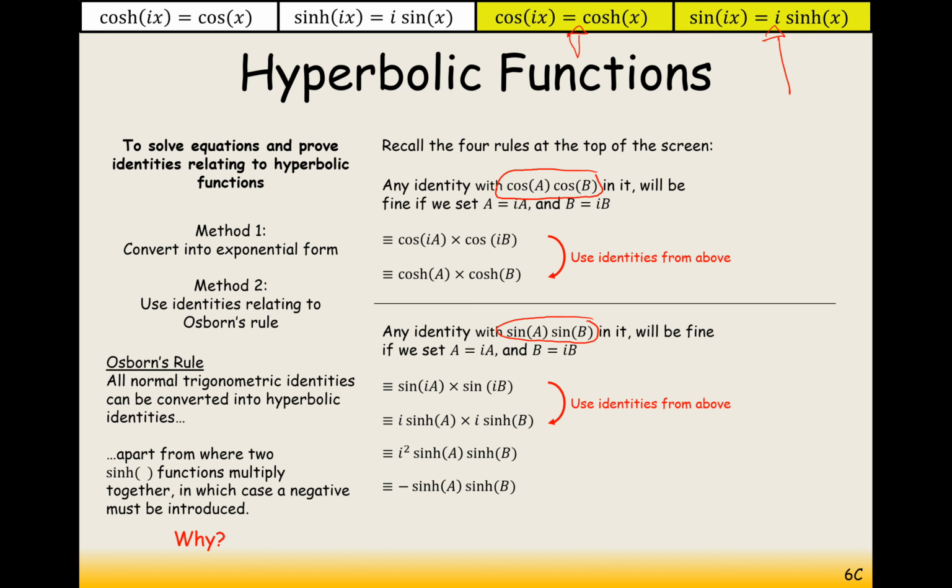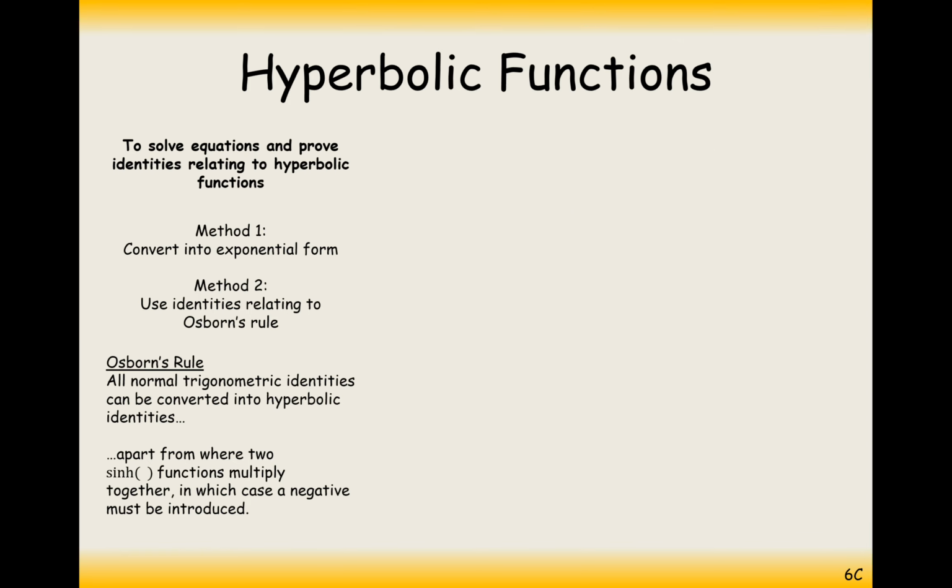So that is exactly why Osborne's rule works. It's because the link between normal trigonometry and hyperbolic trigonometry is defined by these four rules above. And when you substitute an imaginary number into a cos, nothing much significant happens, but when you substitute an imaginary number into a sine, an imaginary component i appears at the front of a sinh function, and then the two of them combined will multiply together to make yourself a negative there. So that's why Osborne's rule works.